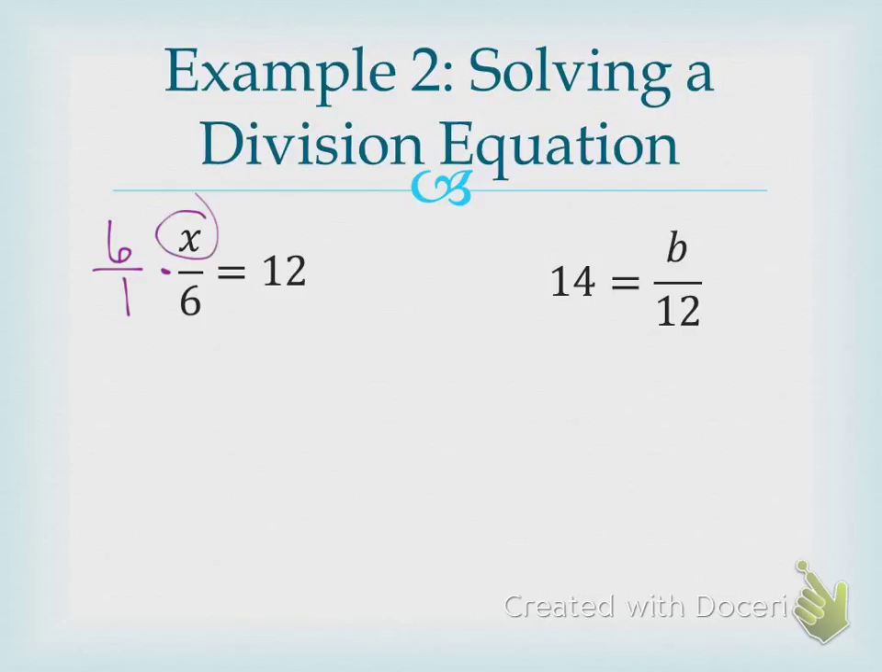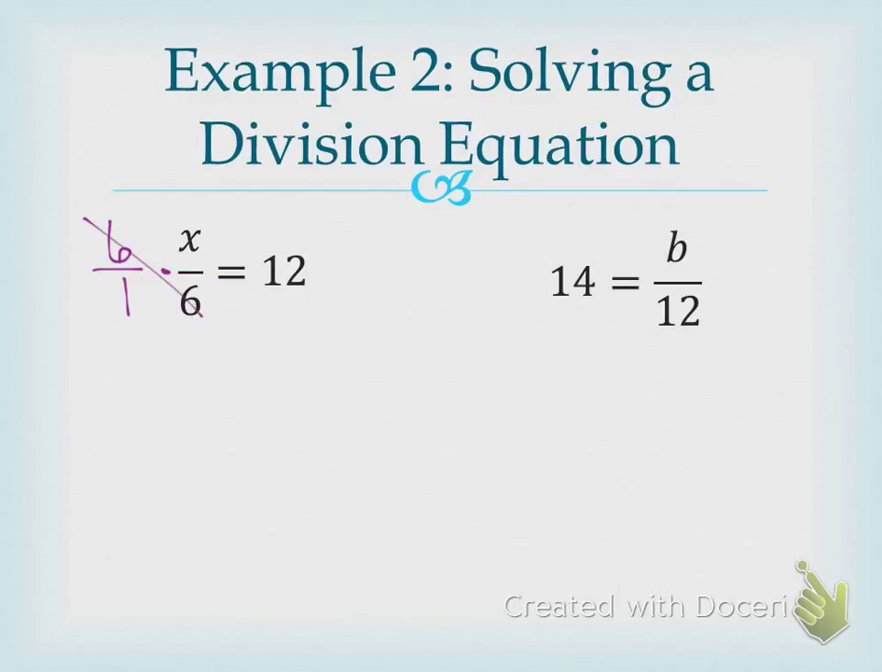And I need to leave x on this side. If I multiply it by 6 over x, my x's will cancel too. I don't want that. I want to leave x by itself. So that's why I multiply by 6 over 1. Whatever number's in your denominator connected to your variable, that's what you multiply by.